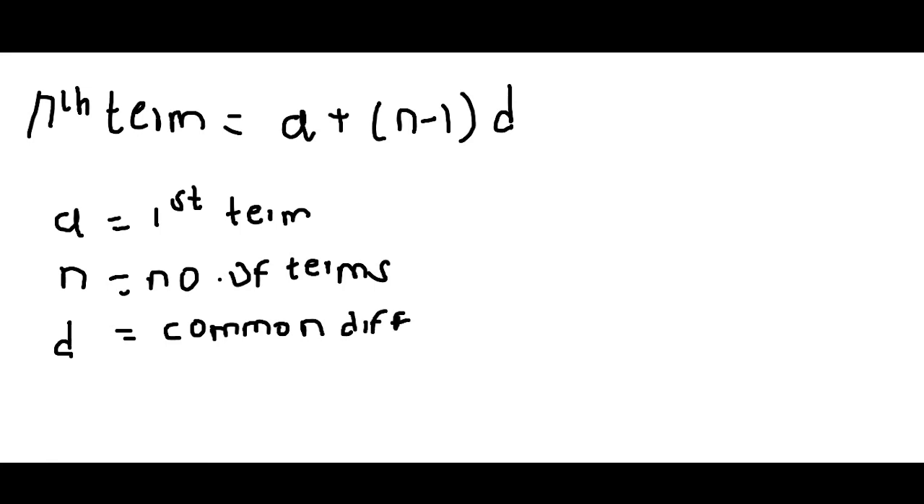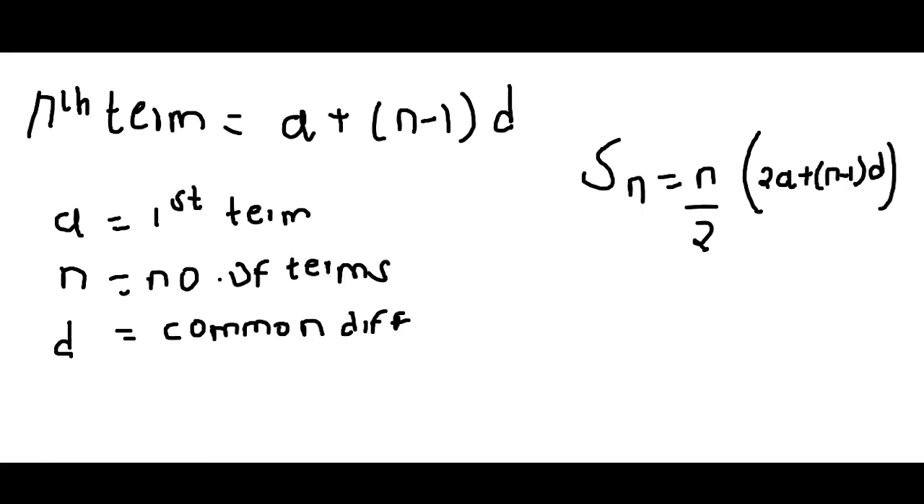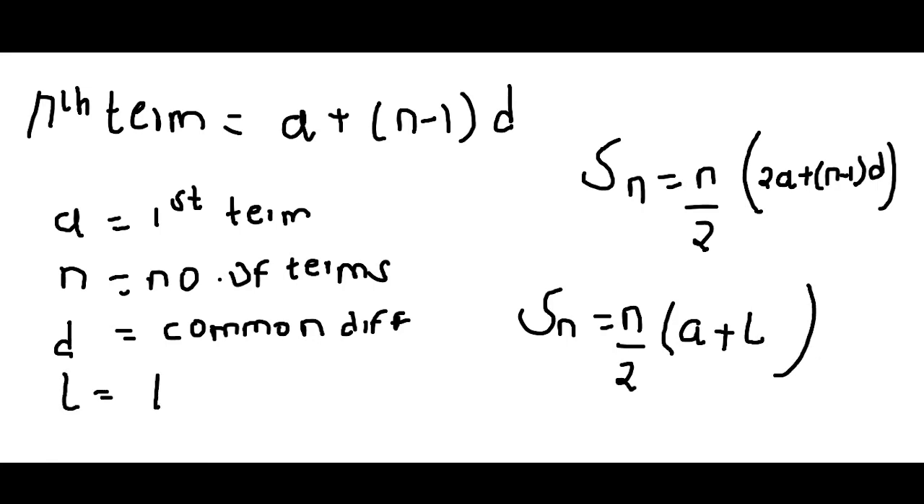And the sum of an AP is Sn equals n over 2 into brackets 2a plus n minus 1 d, close the brackets. And also, if you're given the last term, the sum of an AP can be n over 2 into brackets a plus l, whereby l equals the last term.